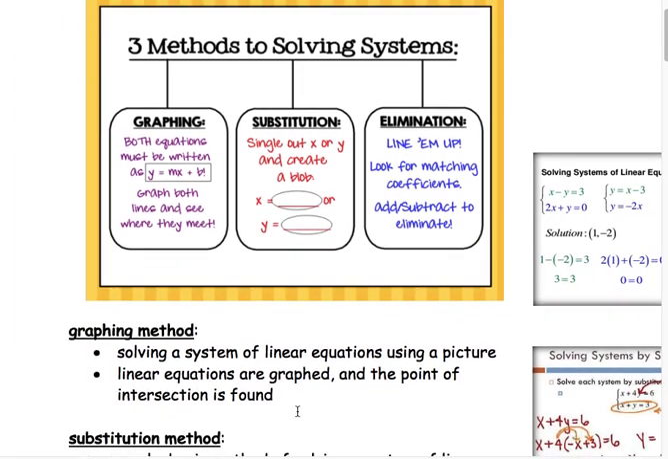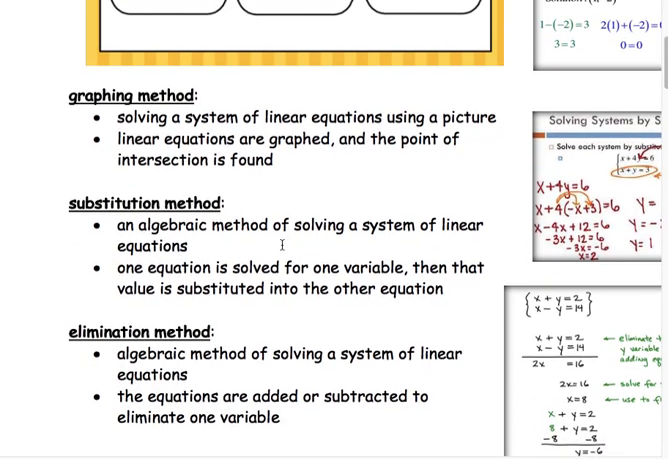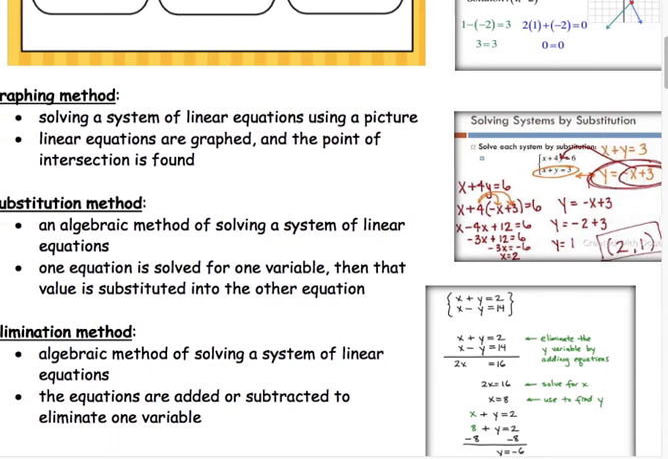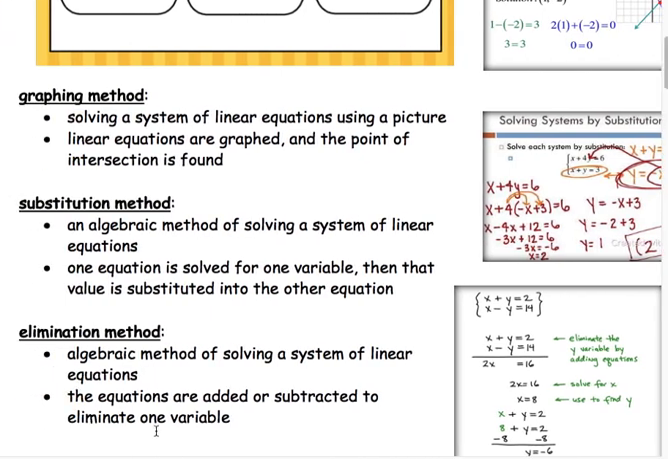I wrote down a list here. The next one is the substitution method. If you take a look through here, you have a couple linear equations. You solve one for one of the letters. In this case, the second one will solve for y. You sub it into the first one, solve it for x, then you find y, and then make your final statement: the solution to the system is.